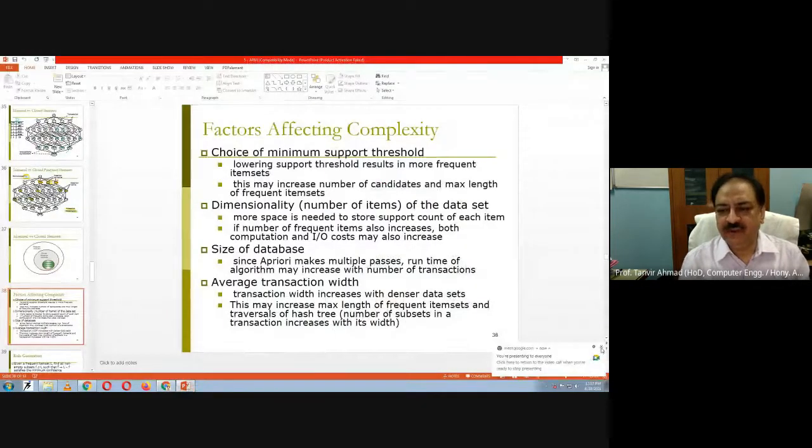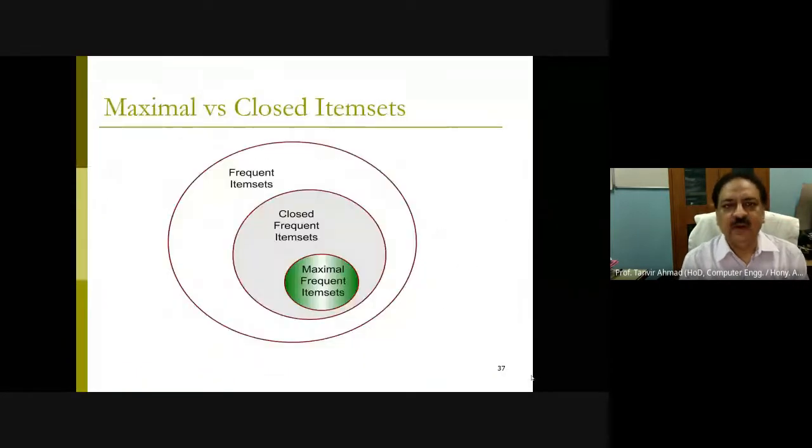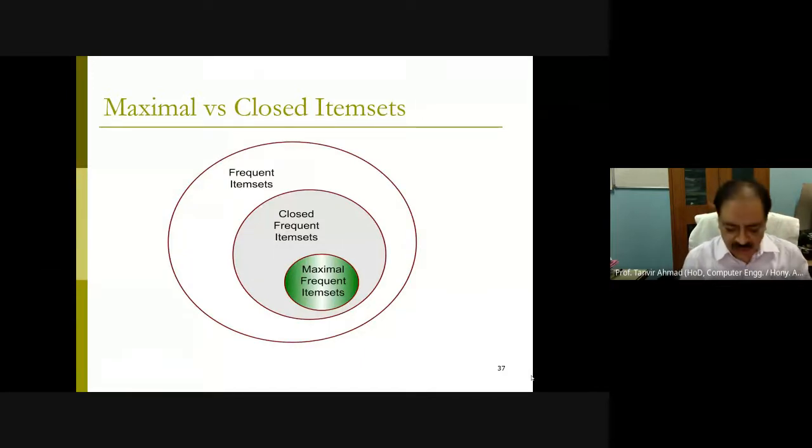Okay, now we start from this slide. What we did in the last class was discuss closed frequent itemset mining and maximal frequent itemset mining. Now, we told you that maximal is a subset of closed, and closed is a subset of frequent itemset mining. Today we discuss one more algorithm, which is a very good algorithm called the frequent pattern tree algorithm.